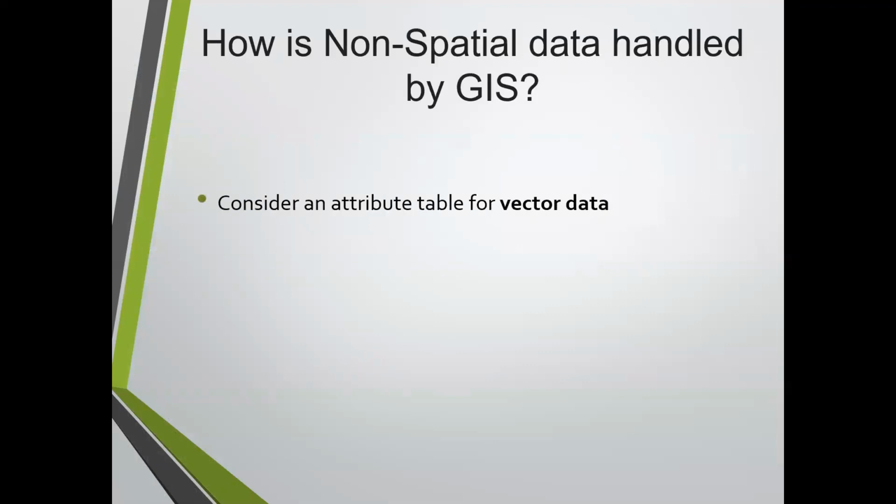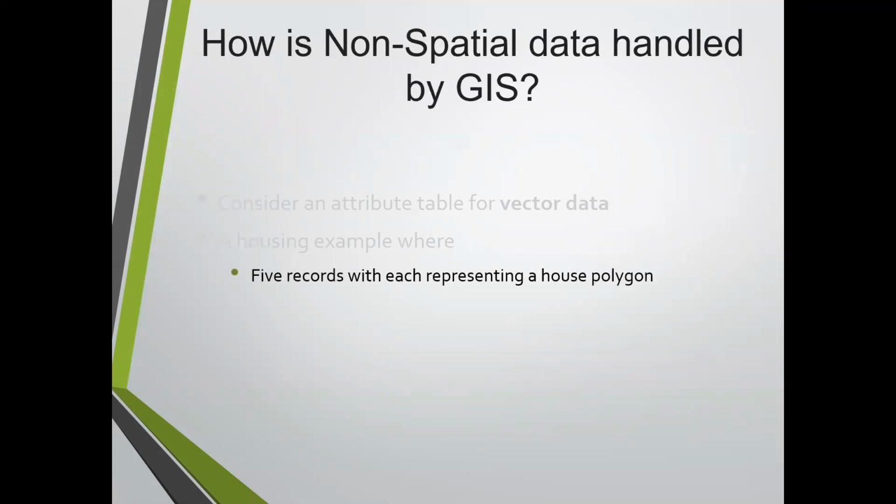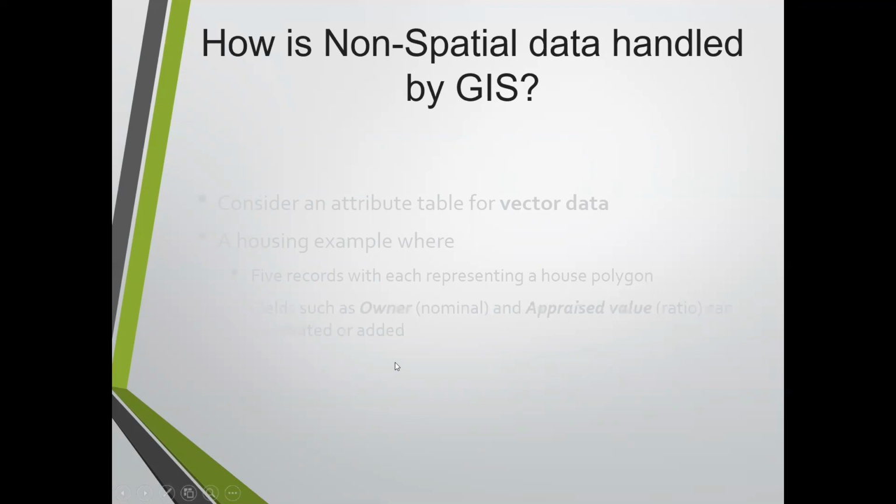Okay, so consider an attribute table for vector data. Let's say a housing example where you have 5 records and each represents a house polygon. And then you have fields such as owner, which would be nominal data, and appraised value, which is ratio. That can be created or added. And in a way, you can take non-spatial data that is associated with spatial data and you can link them.